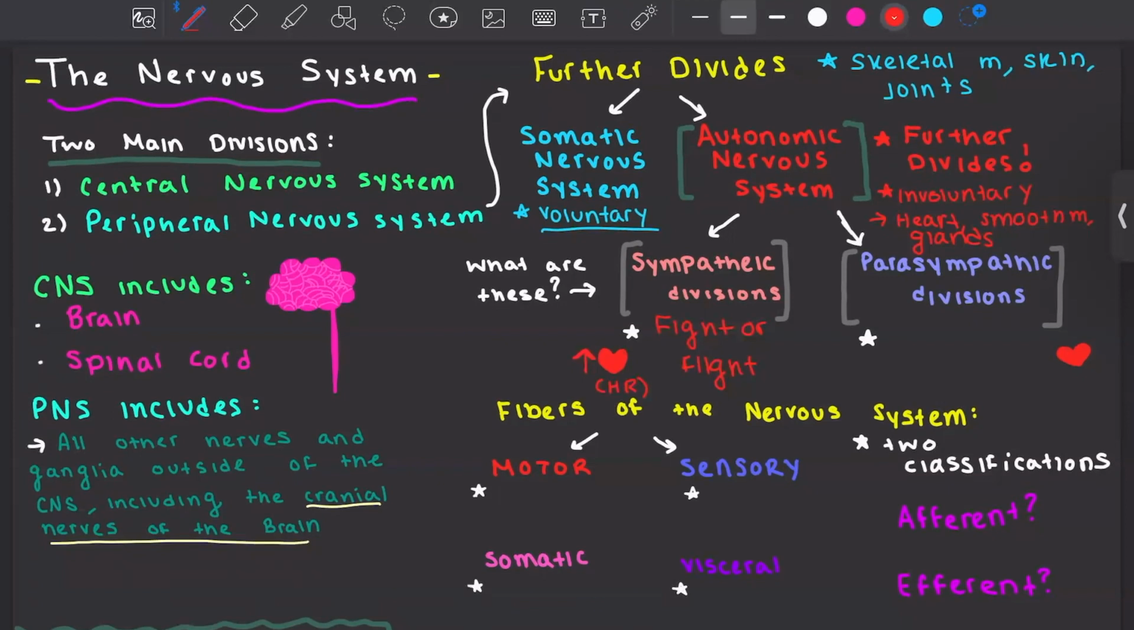What are you going to do? You're either going to fight the bear or you're going to flight, run away from the bear. So that is what the sympathetic division is for. It's for the body's, I like to call it, this is how I remember it, I like to call it like a stress response kind of. So I'll just write there "stress response" in little quotations there.